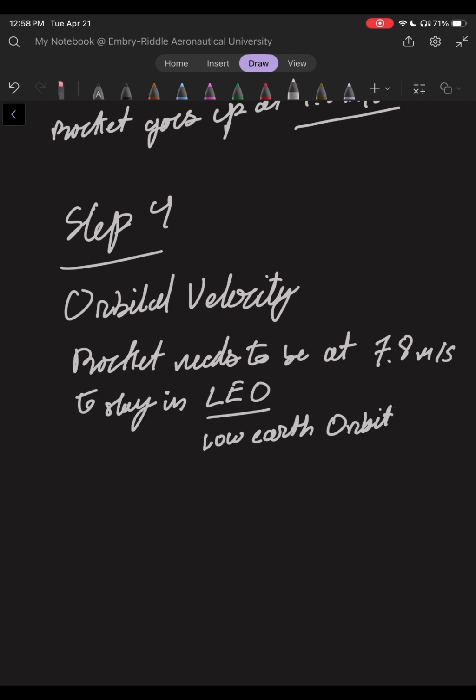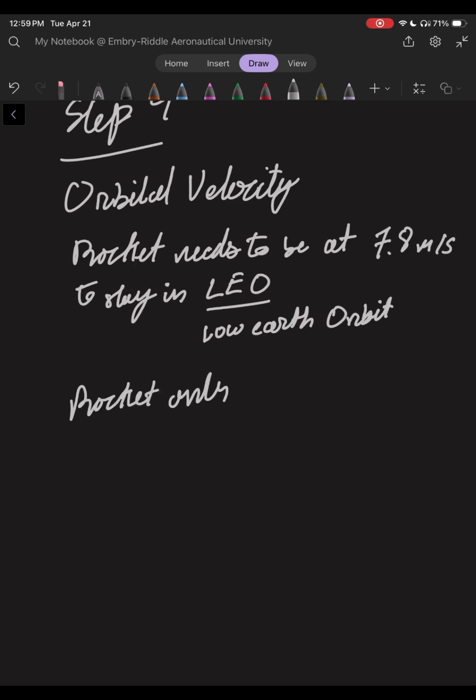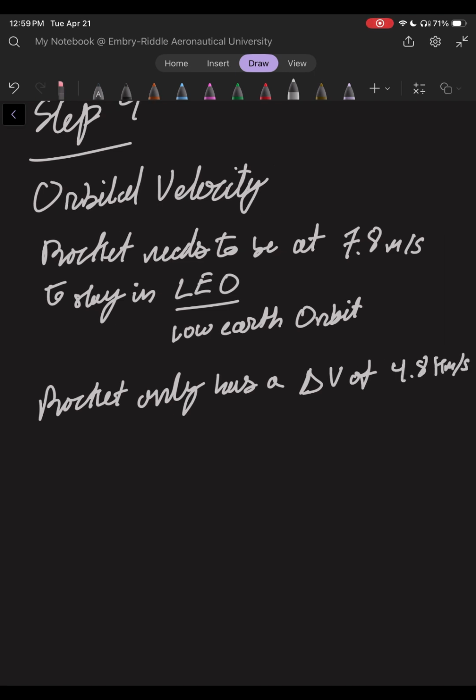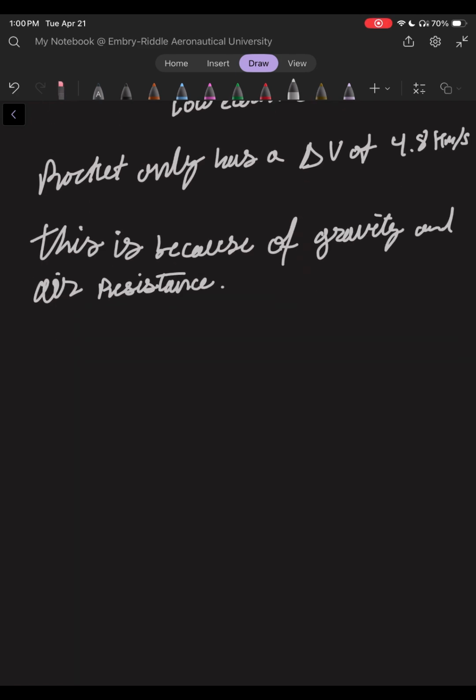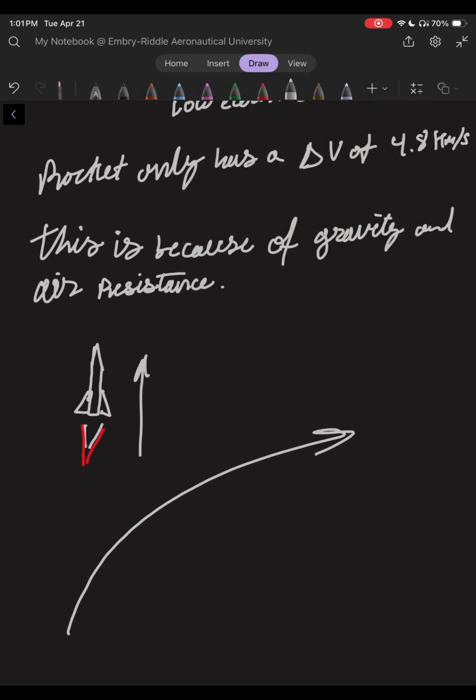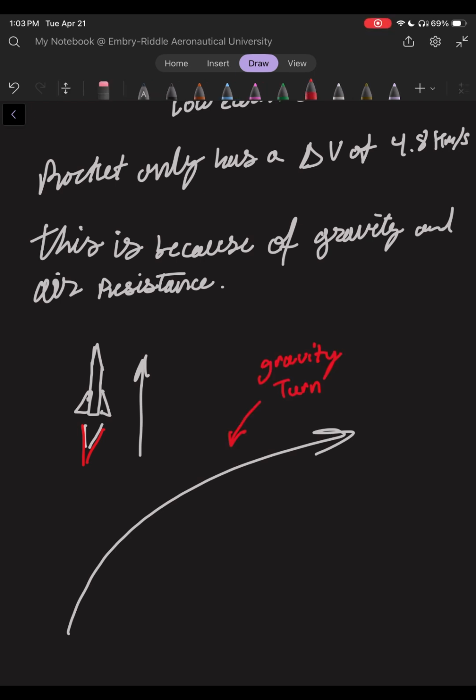Now think about what happens if the rocket just goes straight up the entire time. In that case, it would spend most of its energy fighting gravity, which is extremely inefficient. But orbit isn't about going straight up. It's about moving sideways fast enough to stay around the Earth. So instead, rockets tilt during flight. As they tilt, some of the thrust is redirected horizontally, allowing the rocket to build sideways velocity. This creates a curved path, where the rocket is moving forward while gravity continuously pulls it downward.